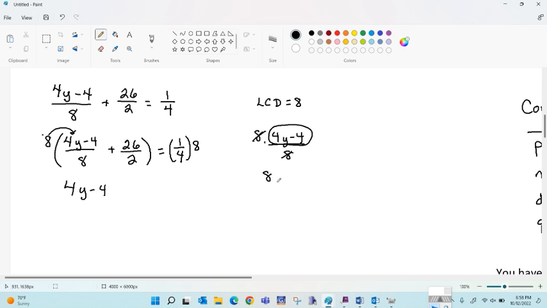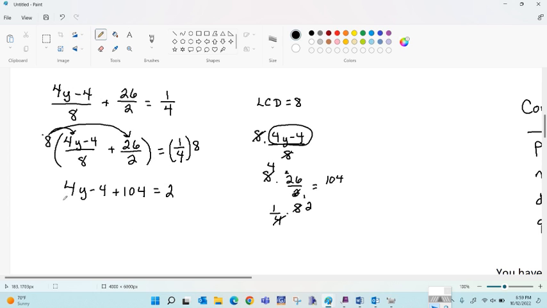Multiplying 8 times 26 over 2. You end up canceling this out, and we get 4 times 26. 4 times 6 is 24. 4 times 2 is 8, so 104. Because they canceled out, I have plus 104 right here. And then 1/4 times 8. These will cancel out. So you end up with 2 times 1, which is 2.